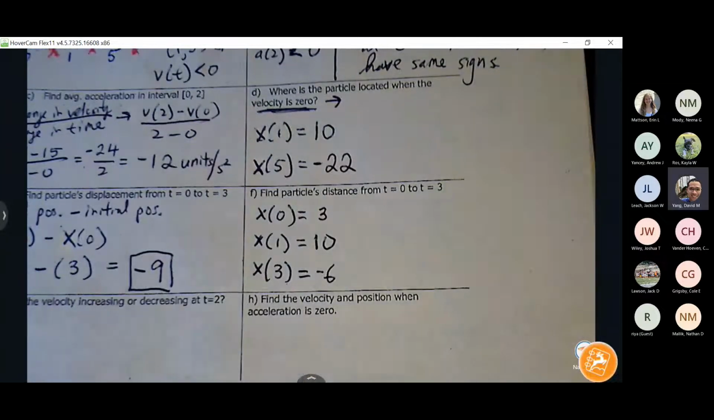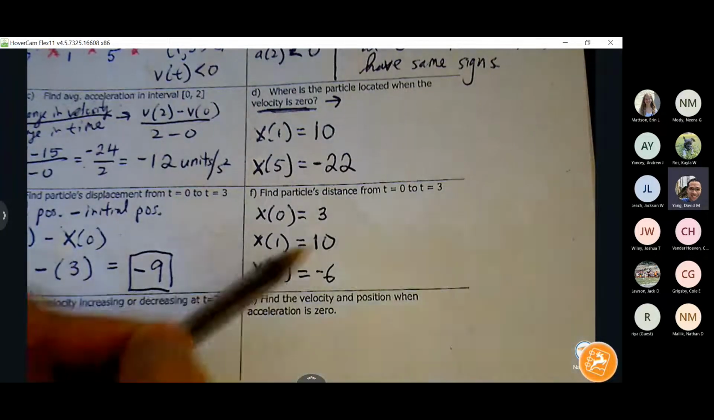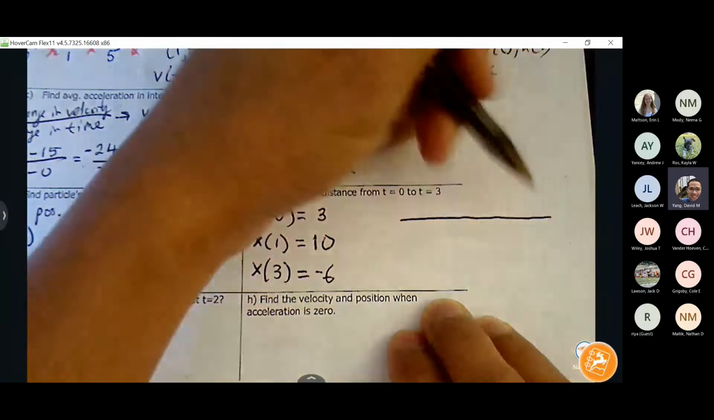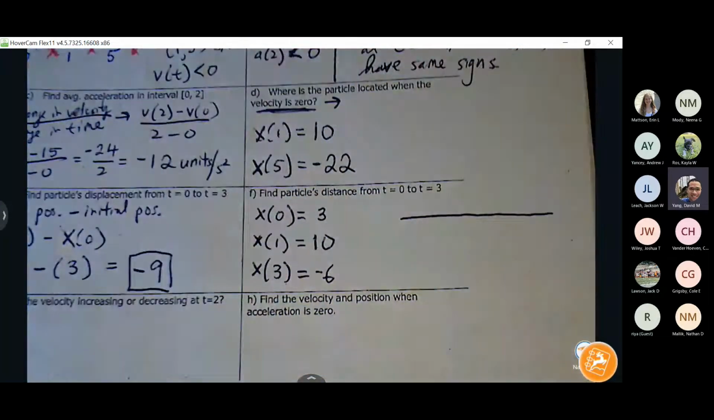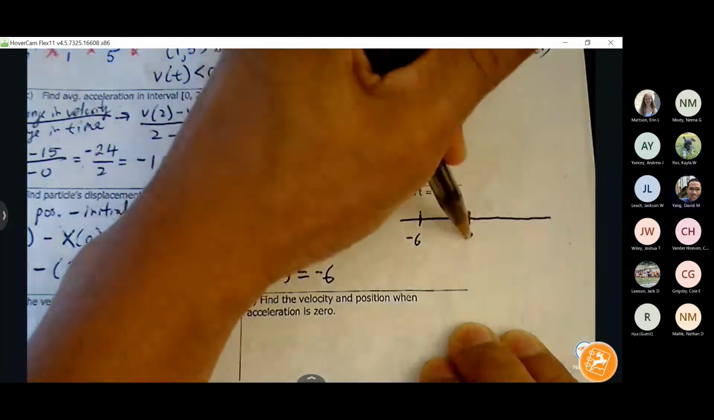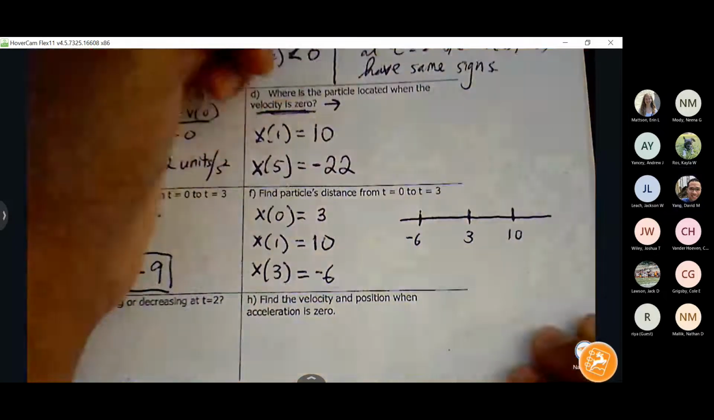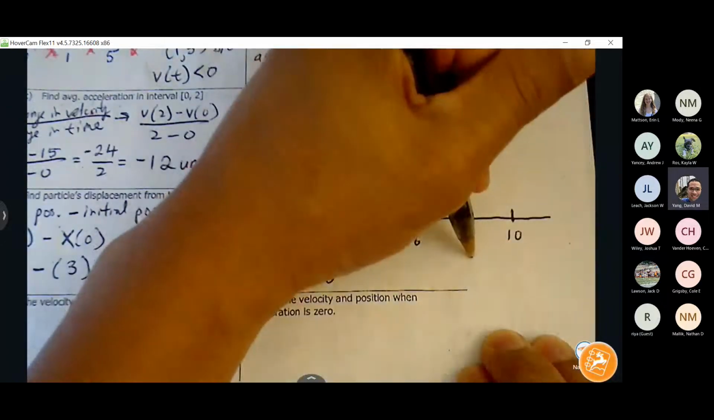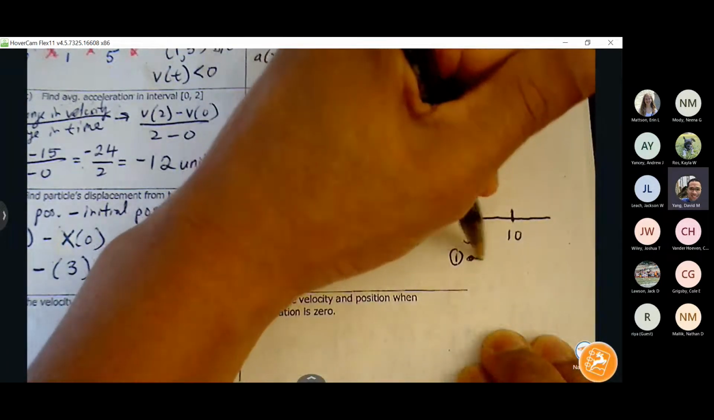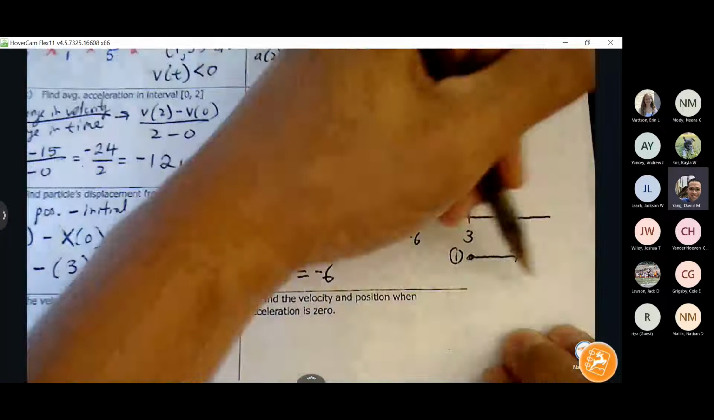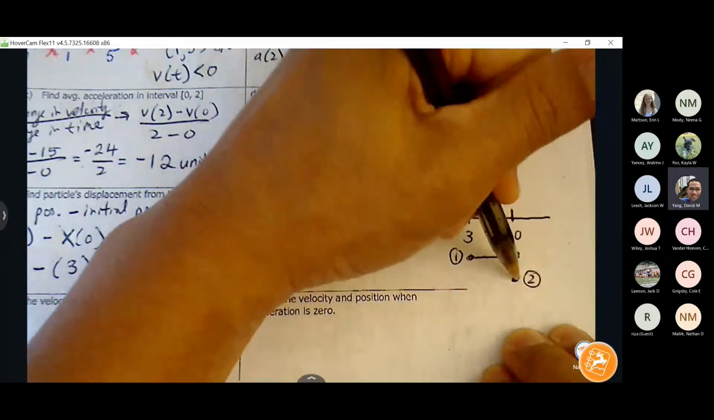So we have to know how to work with these numbers. We're not just going to add all these numbers together. We're going to think in terms of these being locations on your number line, and you're just traveling between these points and counting your steps. So negative 6 is down here, 3, and 10. You're walking from 3 all the way to 10 first. That's the first leg of your journey. And then from 10, you're walking all the way back to negative 6. That's your second journey here.